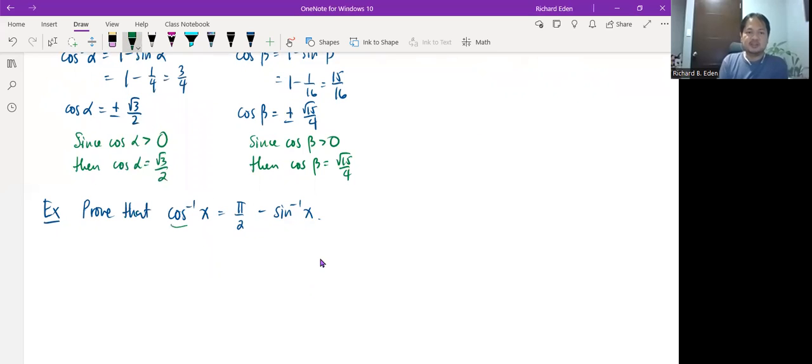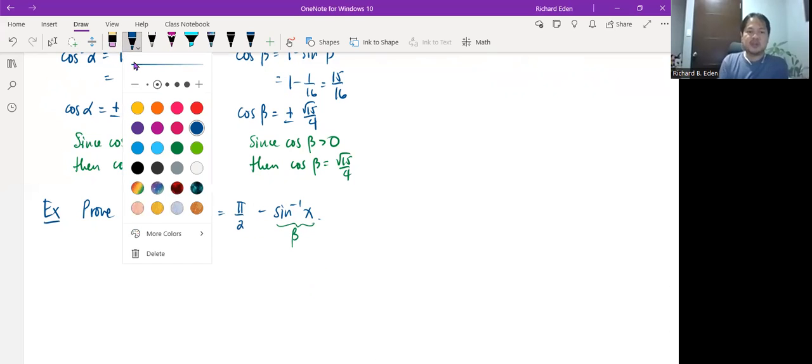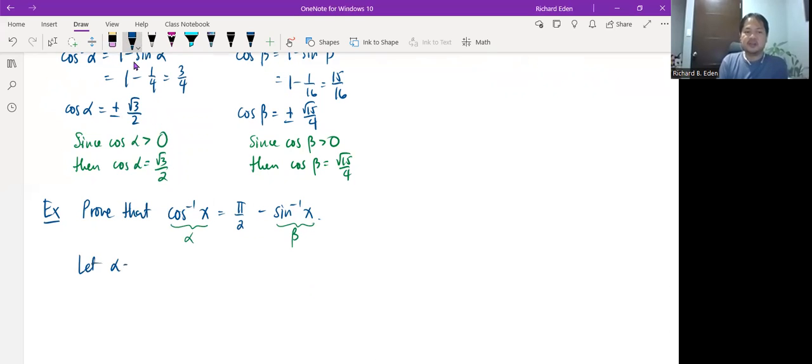Let this be alpha. Let this be beta. So let me write down: let alpha be cosine inverse of x and beta be sine inverse of x. What do we need to prove? We have to prove that alpha plus beta is equal to pi over 2.